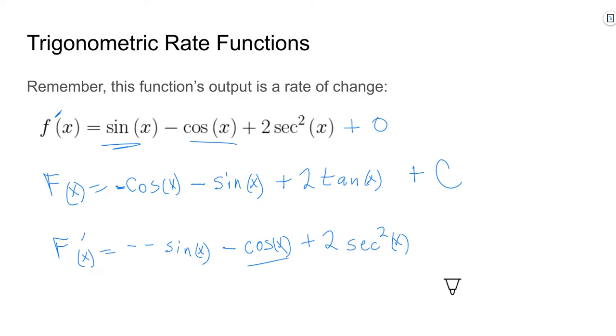Are we doing so good? So far, so good? How does the negative cosine turn into negative sine? So negative, this one here? No. Yeah. This one up here.